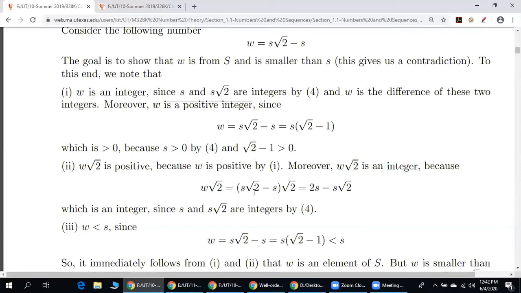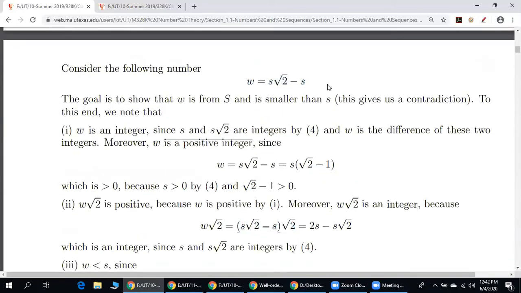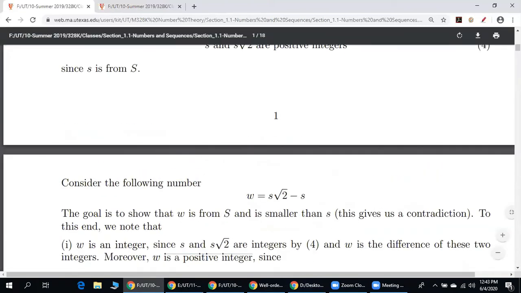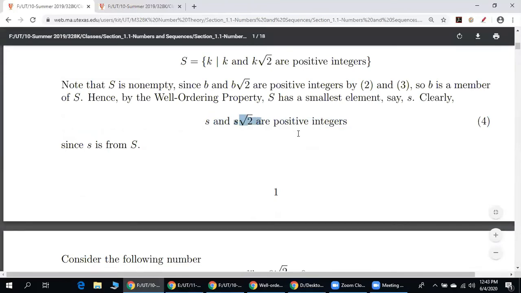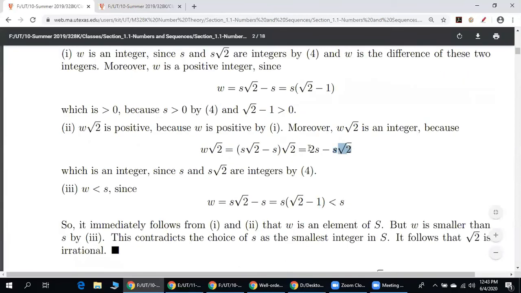Here's how we prove. Note that W times square root of 2 can be rewritten as this because, according to what is written here, W can be replaced by s times square root of 2 minus s. After that, let us expand parentheses. s times square root of 2 times square root of 2 is 2s. s times square root of 2 is s square root of 2. And now note that since 2 is an integer and s is an integer, 2s is an integer. Also, by 4, s times square root of 2 is an integer. Integer minus integer is an integer.